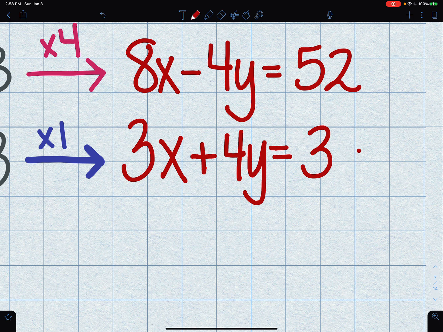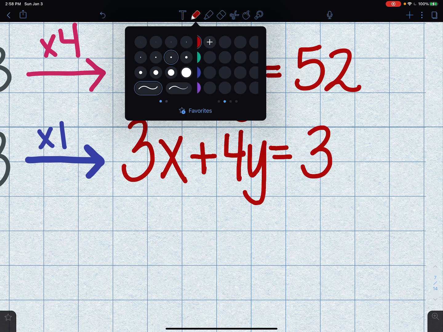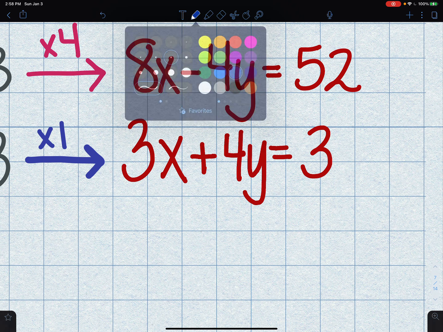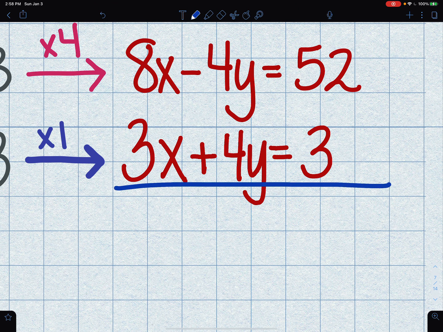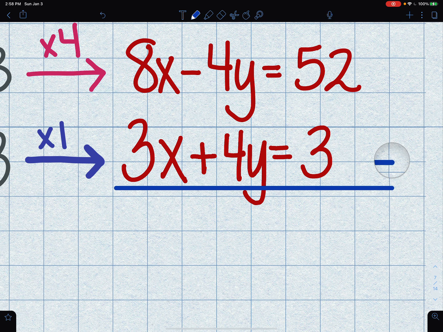Okay, does that make sense? Alrighty. Now we are going to eliminate the 4y's. So we're going to eliminate by adding, okay? So now we're just going to add top to bottom just like before.